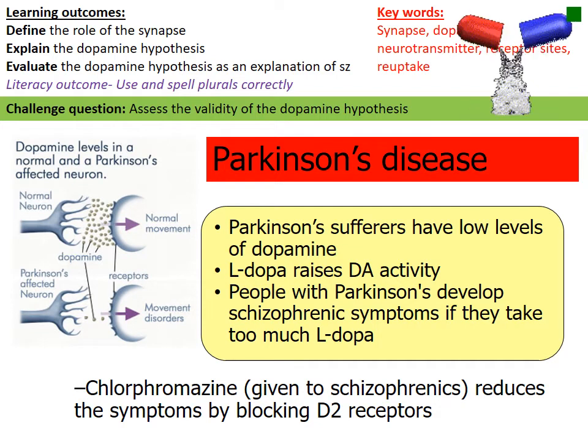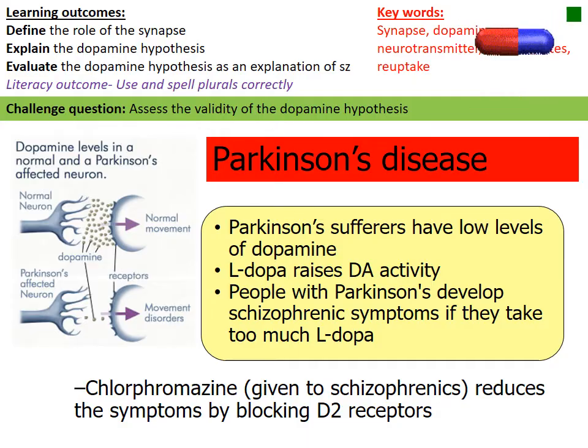Now, people with Parkinson's, if they take too much L-Dopa, start to develop schizophrenic symptoms, particularly the positive type 1 symptoms that we've been talking about so far, so auditory hallucinations and delusions. Chlorpromazine is an antipsychotic drug which is given to schizophrenics. We discussed this more on the different video that looks at treatments.